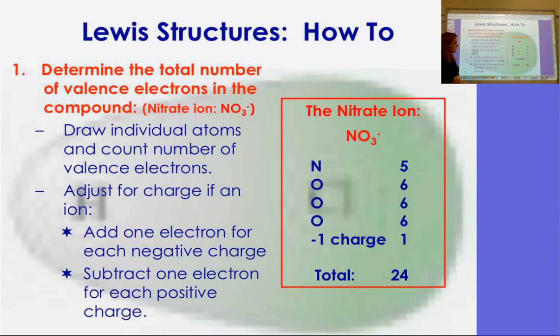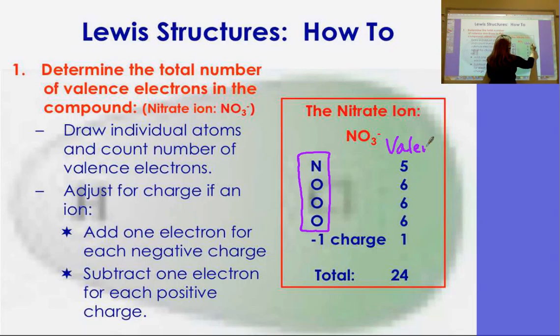How do we do this? You've got to look back on the periodic table. Here I wrote a list of all the elements that I have. Nitrogen is in column 15. It therefore has 5 valence electrons. Since there are 3 oxygens, I had to list them twice. Each oxygen coming from row 16 gives me 6 valence electrons.